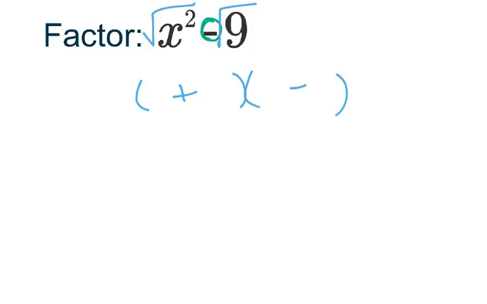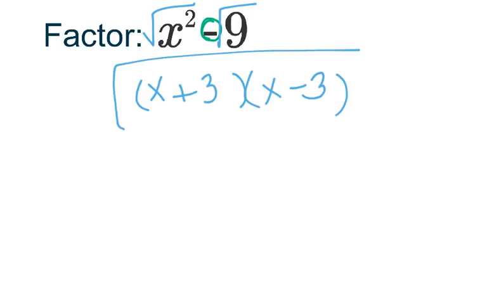And when I take the square root of x squared, I get x, so I put that in my first two spots, and then when I take the square root of 9, I get 3. So that goes in my second two spots. And that's all there is to dots.